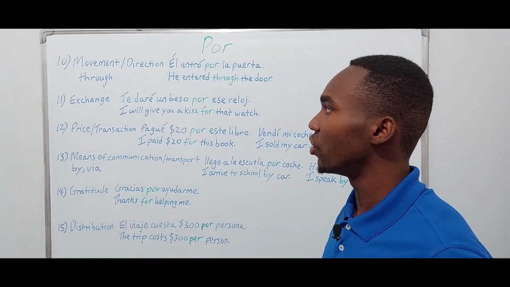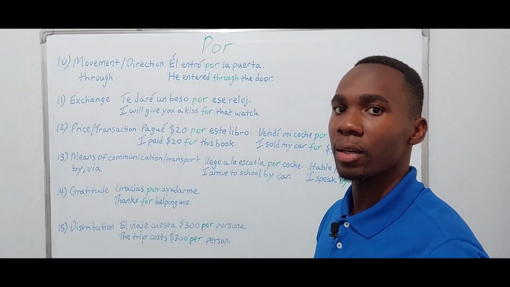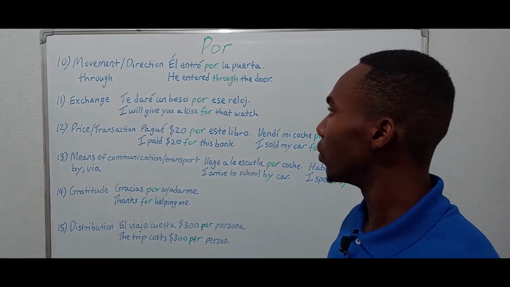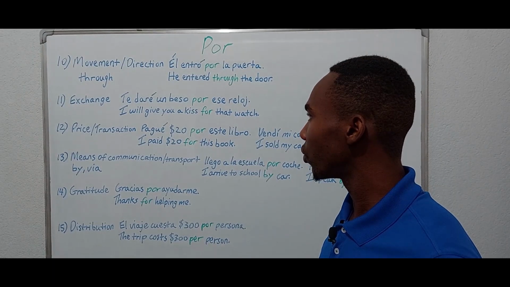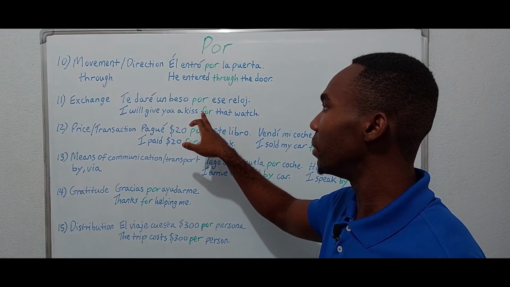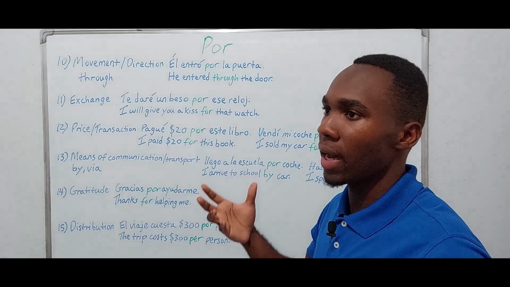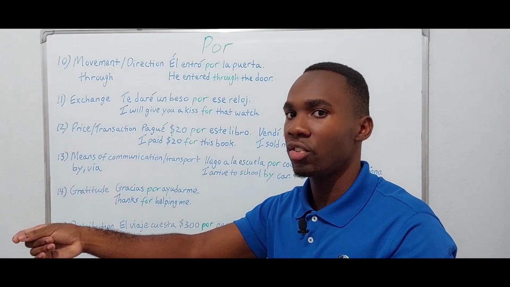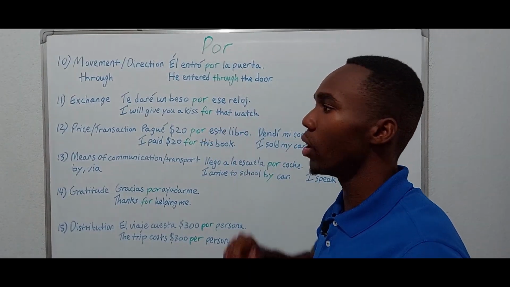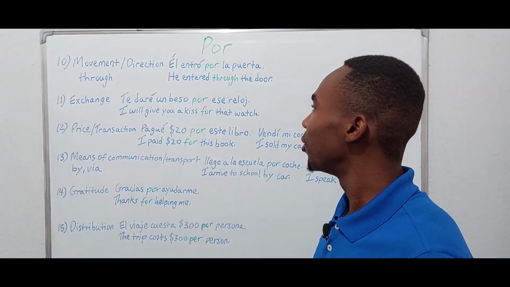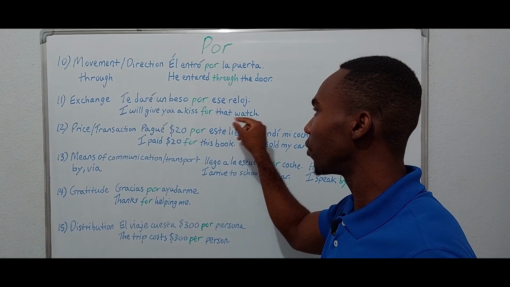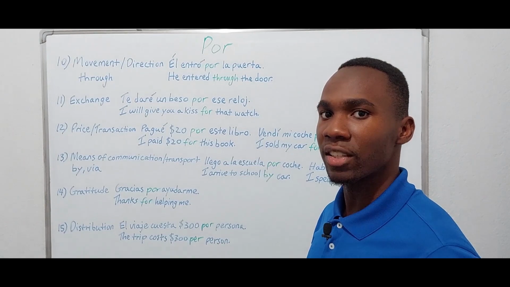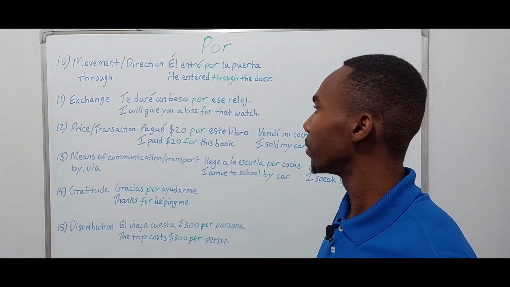11, exchange. So an exchange, of course, means that something is given for something else. So, te daré un beso por ese reloj. I will give you a kiss for that watch. So por in this case could translate as, I will give you a kiss in exchange for that watch. So you would still have to put the for, right? So, I will give you a kiss in exchange for that watch. Te daré un beso por ese reloj. So anytime you want to express an exchange, you would use por.